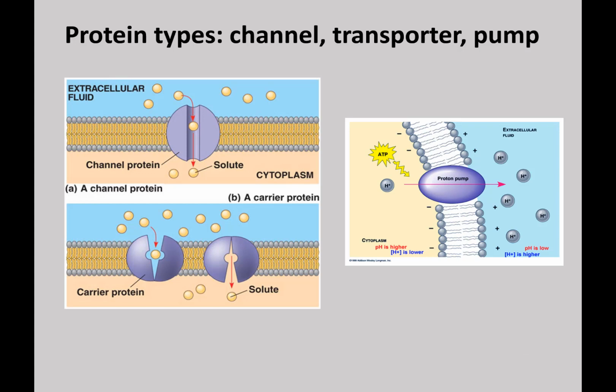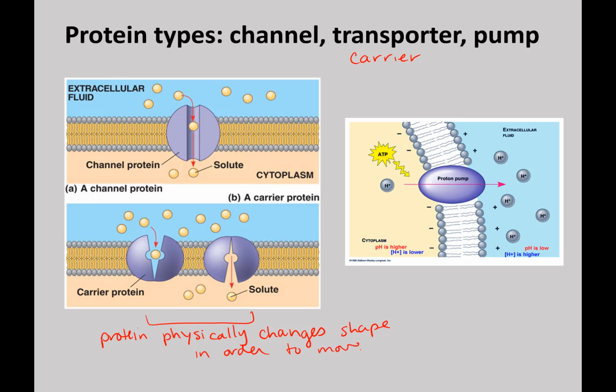So just to reiterate, we have different protein types. We have channels, which are like a tunnel. We have transporter or carrier proteins, and we have pumps. I like this diagram as well because it's trying to illustrate that a carrier protein is going to physically change shape in order to move the molecule.